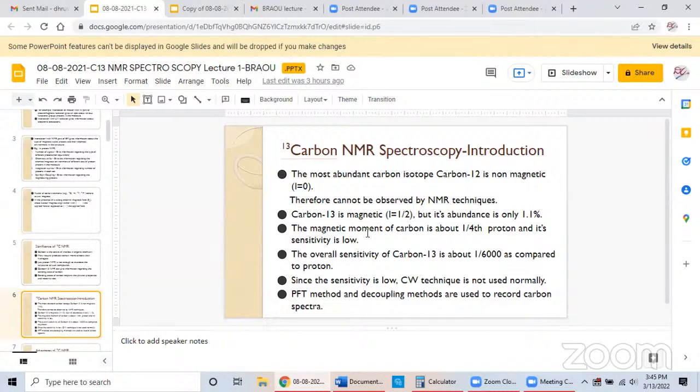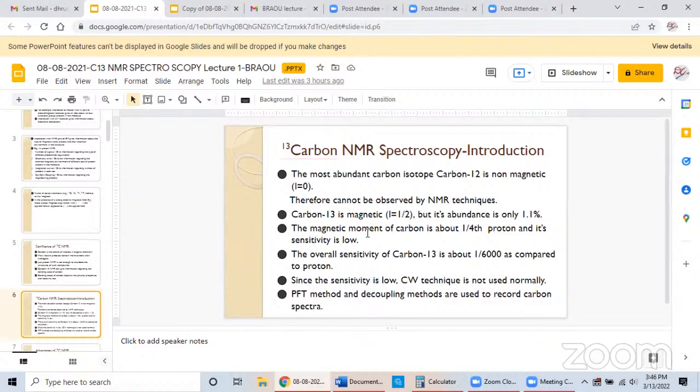So what I'm trying to explain to you is that carbon 13 NMR refers to the magnetic carbon nucleus. Which is the magnetic nucleus of carbon? Carbon 13 is the magnetic nucleus. Carbon 12 is not magnetic. Why? Because only if a nucleus has spin number I more than 0, that is positive, then it is magnetic.